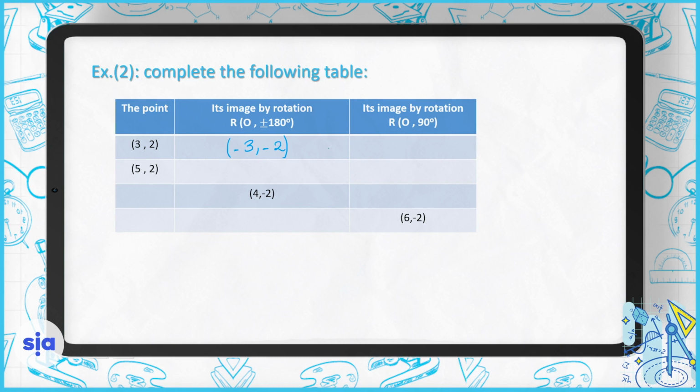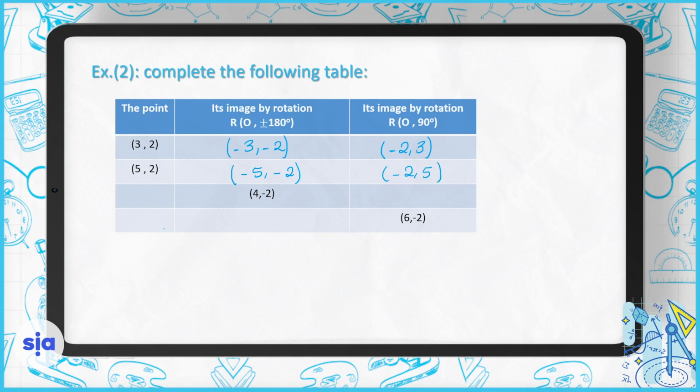Where its rotation R(O, 90) becomes (-y, x), so this one is (-2, 3). For the second point, (5, 2), the same thing. This one will become (-5, -2), where the other rotation will become (-2, 5).